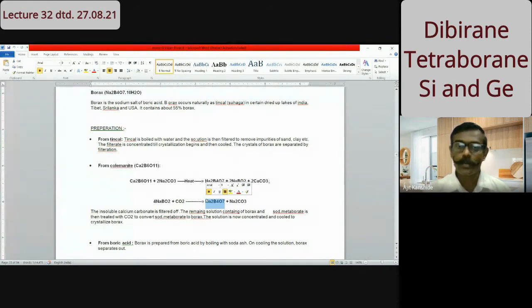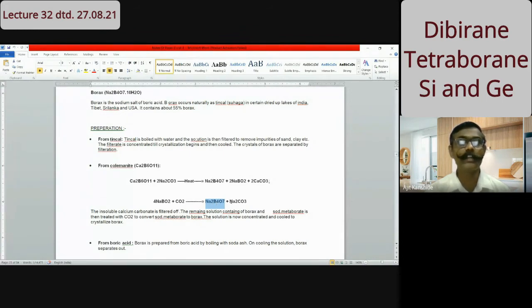I repeat, when colemanite reacts with sodium carbonate in aqueous medium and you boil the solution, we will get a precipitate of calcium carbonate, and if you filter that solution, we will find borax and sodium borate. That sodium borate, if we react with carbon dioxide, we will get the borax. This borax we can find in a double way.